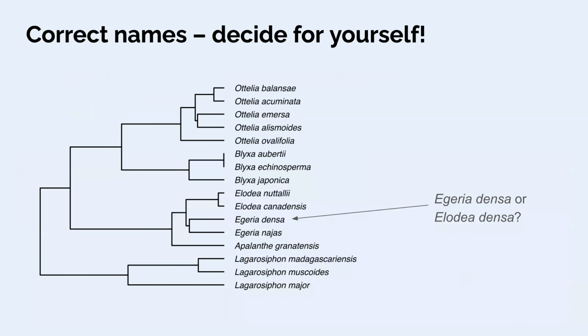All right, so if you don't want to take somebody else's word for it, you could try to investigate some of these things on your own. So should we call this plant that we just saw Egeria densa or Elodea densa? Well, phylogenetically, you could do either. So Elodea is a genus. These are two species of Elodea. Egeria is a genus. These are two species of Egeria.